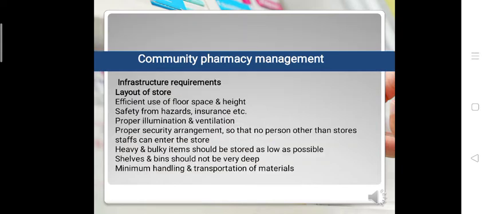Then this is all again the same thing: safety hazards, efficient lights and height to maintain floor space, ventilation, heavy bulk items, shelves and bins, dustbin, minimum handling and transportation of material, then proper security management so that no unauthorized person or other store staff can enter the store. So these are all the things which have to be considered while planning the layout of your drugstore. Okay, you can just read it once, nothing new over here.